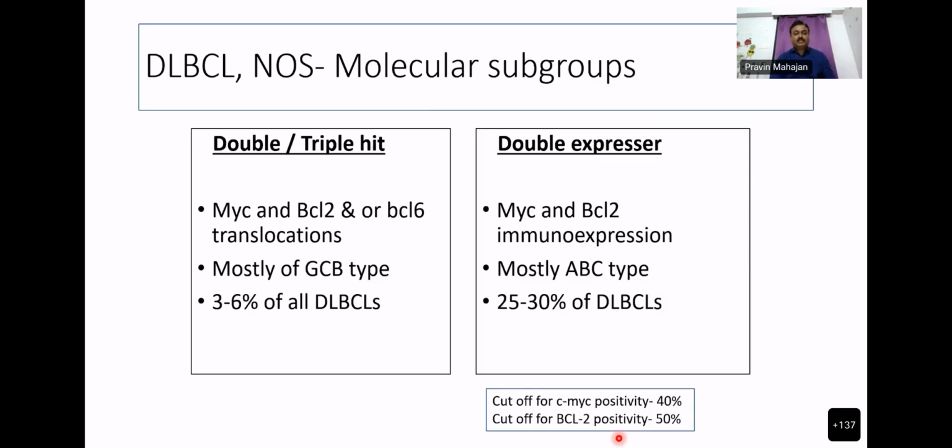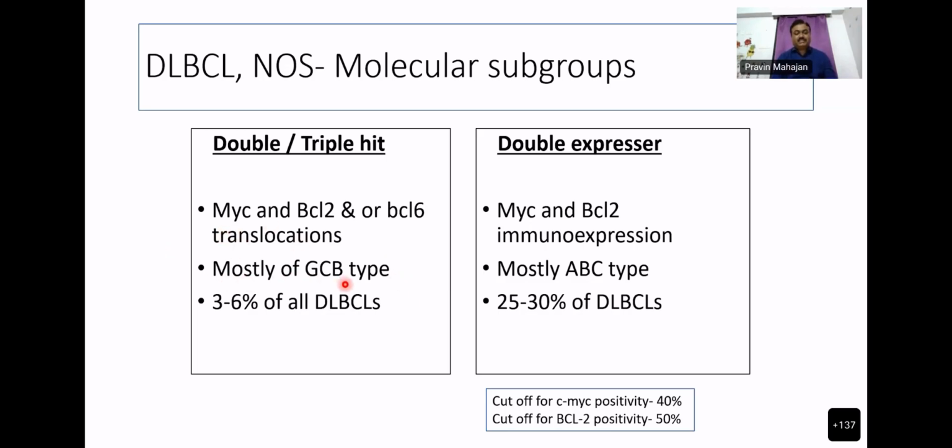You must have heard that in molecular subgroups of DLBCL, people call it double hit or triple hit, and then we also say double expressor. Double hit and triple hit are based on molecular studies wherein you prove that the tumor has both CMYC and BCL2 translocations, and then you call it double hit lymphoma. In addition, if it has a BCL6 translocation, then you call it triple hit lymphoma. Now this is based purely on FISH studies or other molecular studies to prove that it is a translocated tumor.